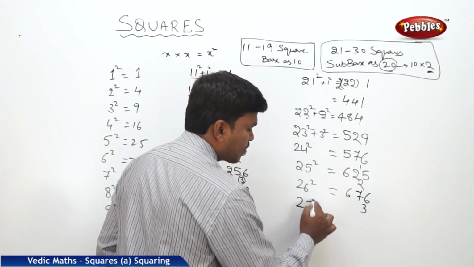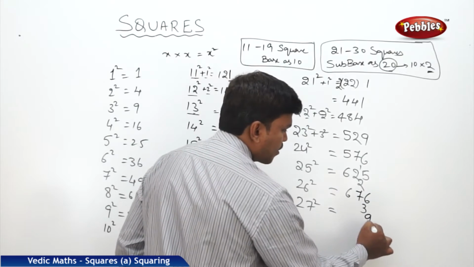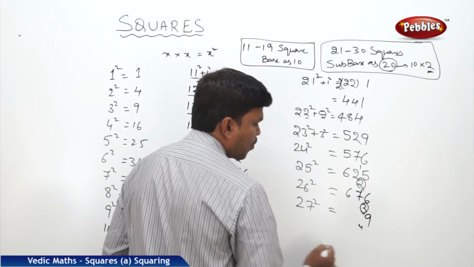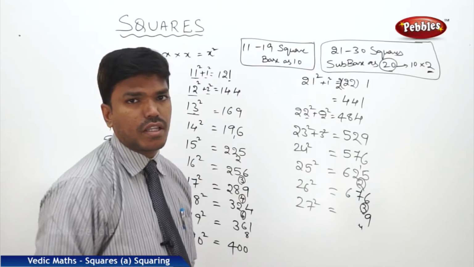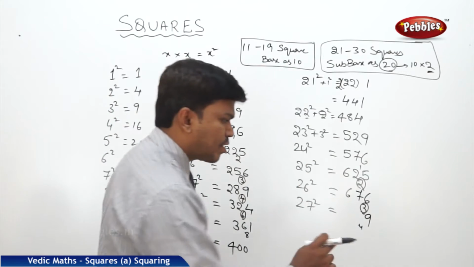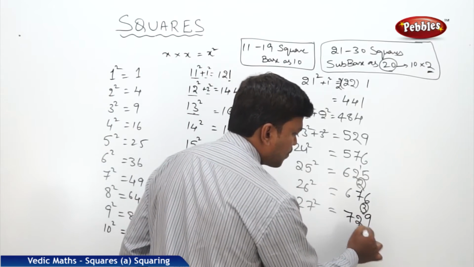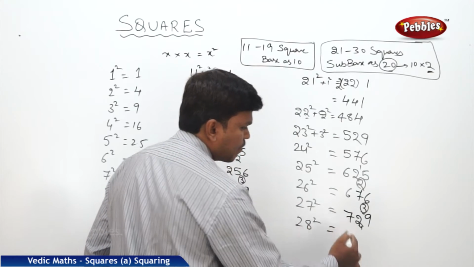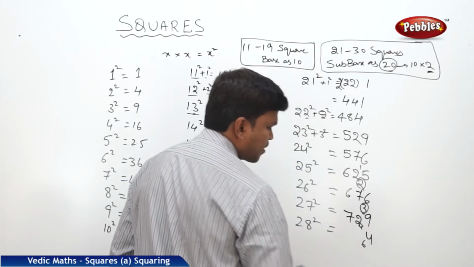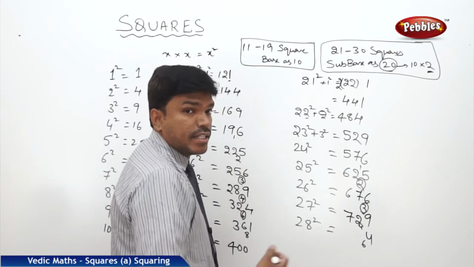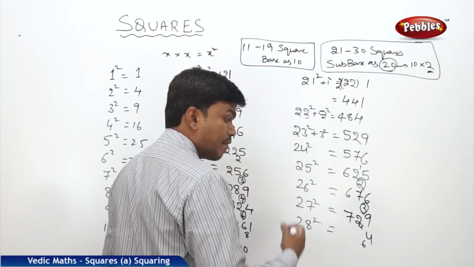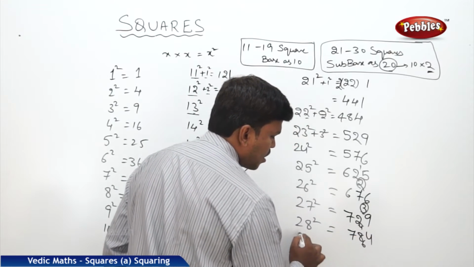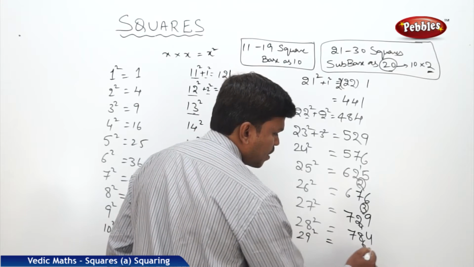Similarly, 27 square, 7 square, 49. So these are all carry. You should not forget to add the carry. So 49, 4 drop. 27 plus 7, 34. Make it a double, 68. 68 plus 4, 72. Similarly, 28 square, 8 square, 64. So drop 4, carry 6. 28 plus 8, 36. 36 double is 72. 72 plus 6, 78.